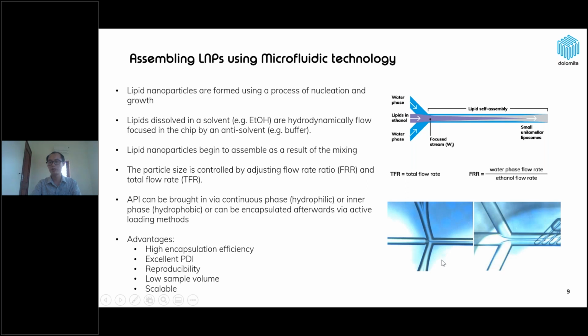If you have a look at this image, it shows microscope images of two streams forming liposomes, using the lipid solution and the aqueous phase to generate a flow focusing stream between the two phases, using two different chip geometry designs.